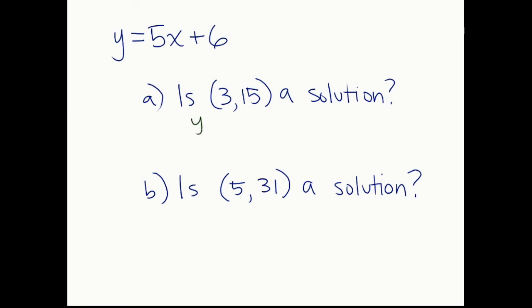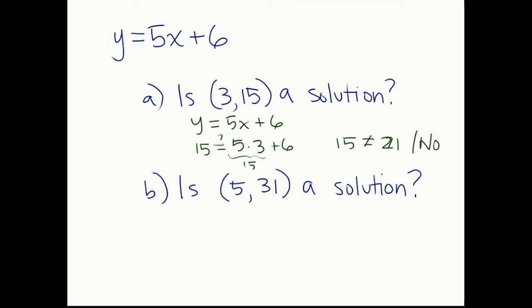Okay, when I plug in 3, 15 to this equation, I get y, which is 15, equals question mark, 5 times 3 plus 6. 5 times 3 is 15. 15 plus 6 does not equal 15. So 15 is not equal to 21. Whoops. So no, this is not a solution.